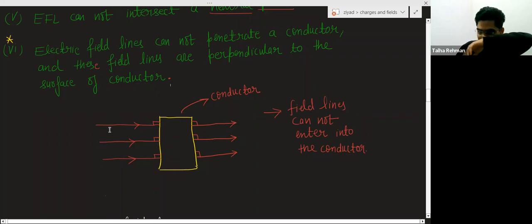What will happen if this conductor is placed in the electric field? This type of pattern there will be. This is the electric field line, and inside the conductor no electric field line will be there, and after that this type of pattern you will get. And remember, the electric field line is perpendicular to the surface of the conductor. Field line cannot enter into the conductor.